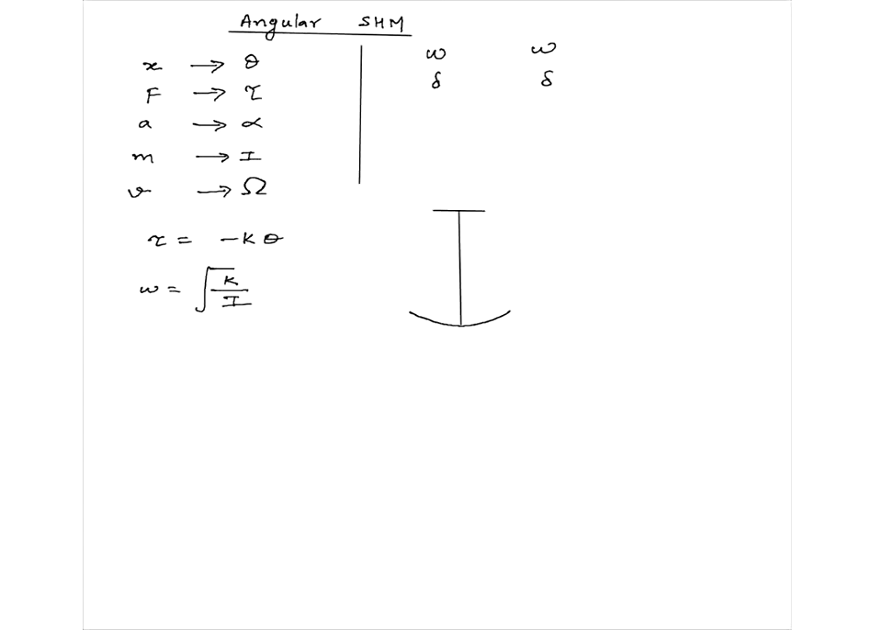The equation of linear SHM is x equal to a sine omega t plus delta. So here it is this. If you want to find the angular velocity, the big omega, then differentiate this and it's done. If you want time period for angular SHM, 2 pi root m by k for linear SHM, this for angular SHM.